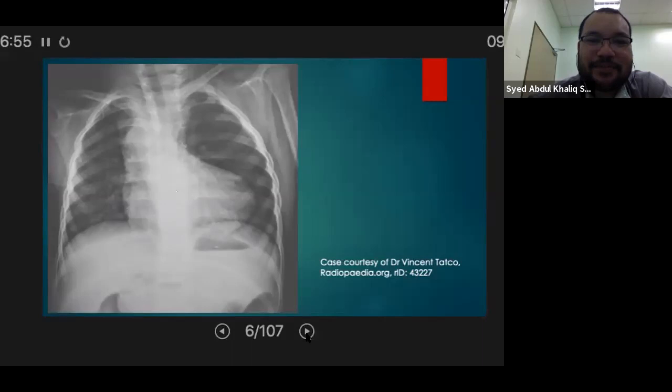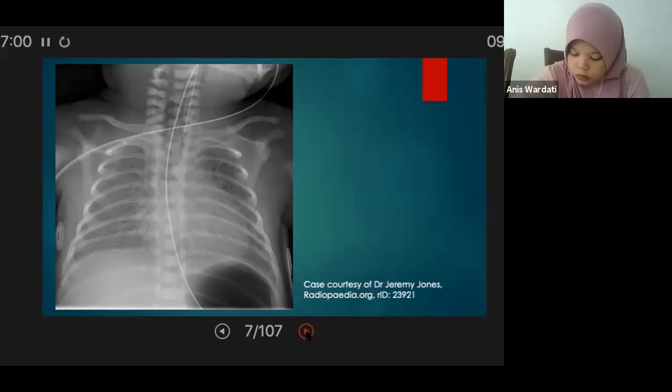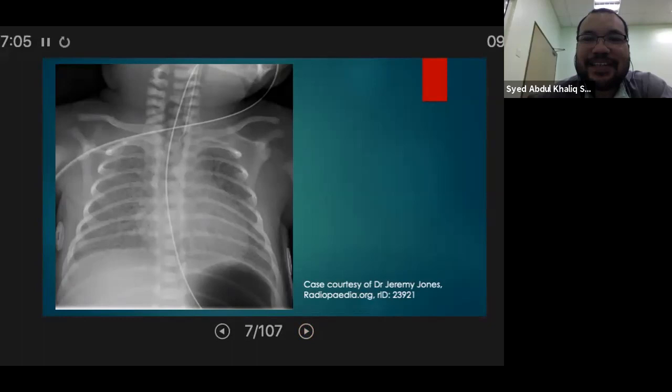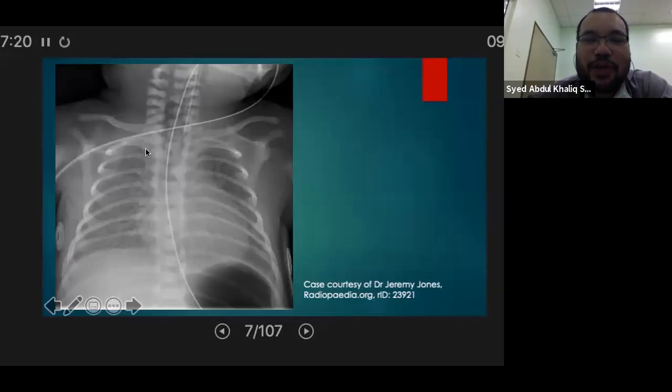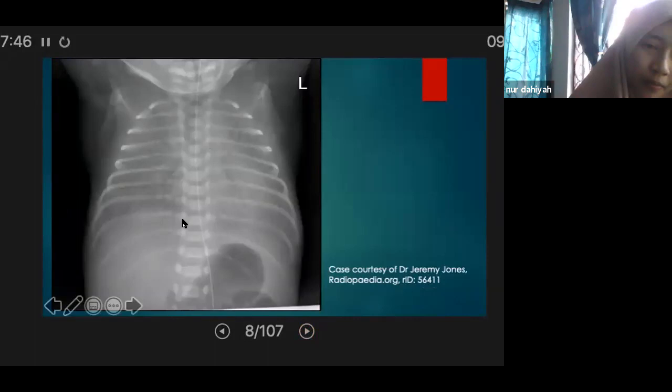Okay, all right. What is this? Features of RDS with reticulonodular changes, ground glass appearance. What you see here is diffuse granular opacities, which is described as ground glass, and it is usually symmetrical. You can see some air bronchograms there. Oh, I forgot, I'm supposed to actually share this slide with you. Next time, remind me. Okay, fine. What is this? This is another patient, not the same, but this is RDS as well.